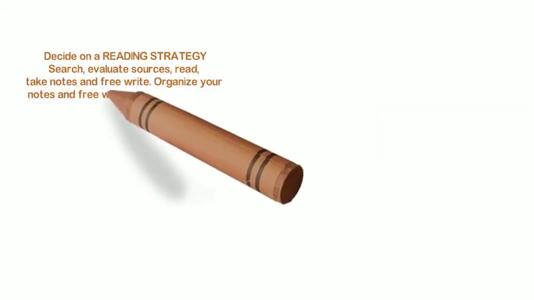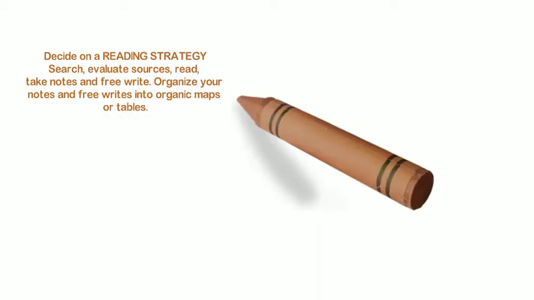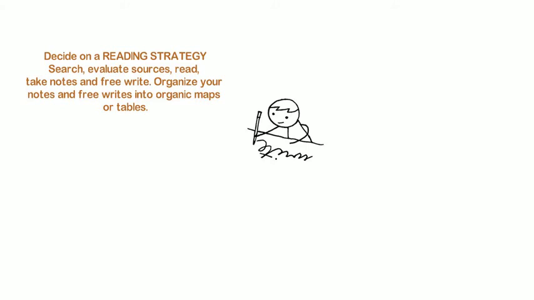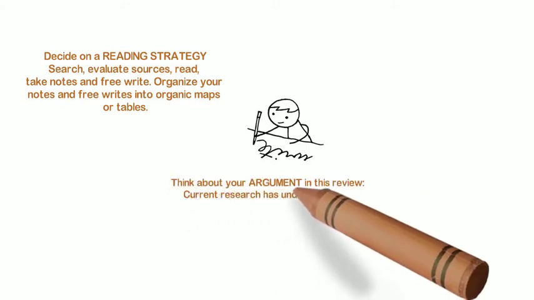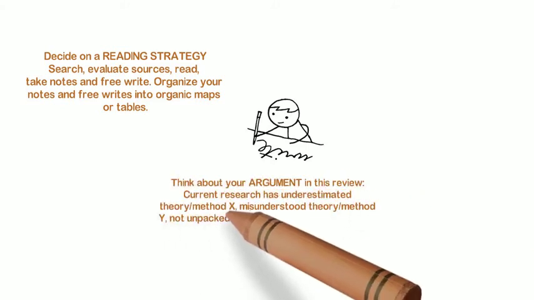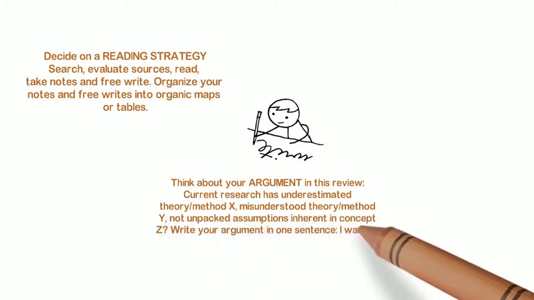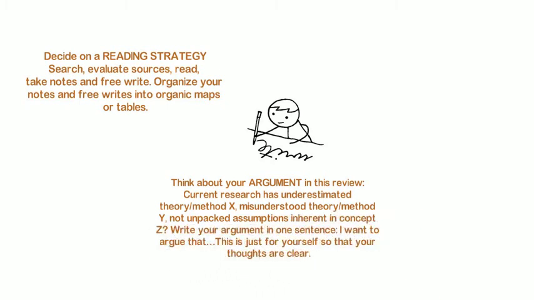Decide on a reading strategy. So how are you going to search? What keywords are you going to search? How will you evaluate sources? Then read, take notes, summarize, free write. Organize your notes and free writes into organic maps or tables, and we have a whole video in this series on that. Think about your arguments in this review.